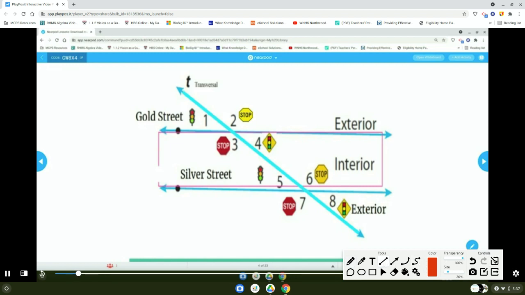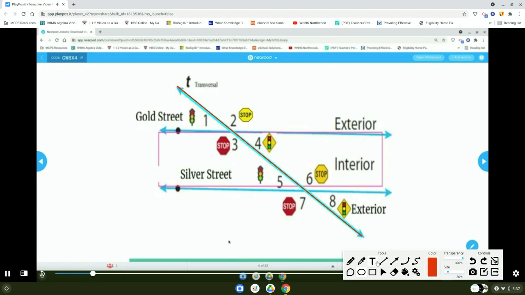This analogy on the screen will really help you understand what parallel lines are and what transversals are in layman terms. This is Gold Street, and it's running parallel to Silver Street. If there is another street that crosses the two of them diagonally, that will be called a transversal. Mind you, this could also cross perpendicularly, meaning going straight down at 90 degrees. But whatever line crosses the two parallel lines will create a transversal.